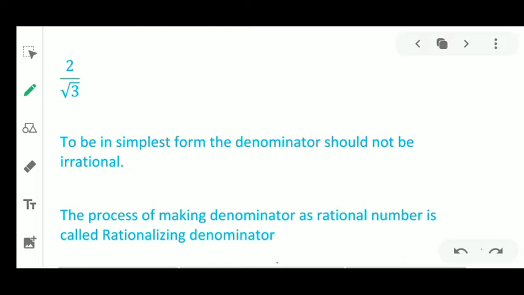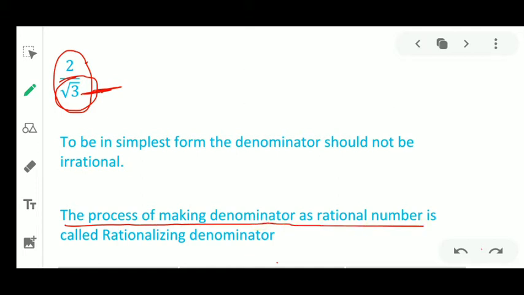So here we have a number 2 by root 3. If you look at the denominator, that is root 3, it is irrational. So this number is not in simplest form. So we have to convert the denominator into a rational number. The process of making the denominator a rational number is called rationalizing the denominator. That is our today's topic, rationalizing the denominator.